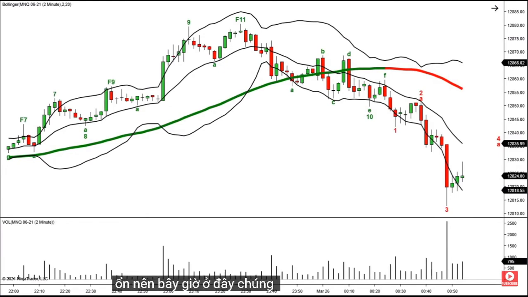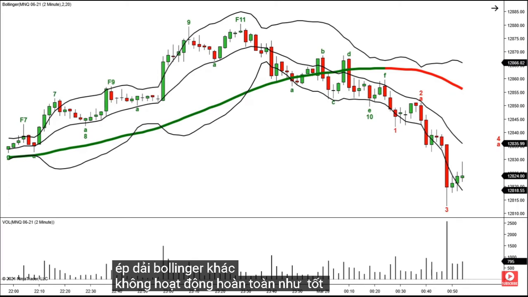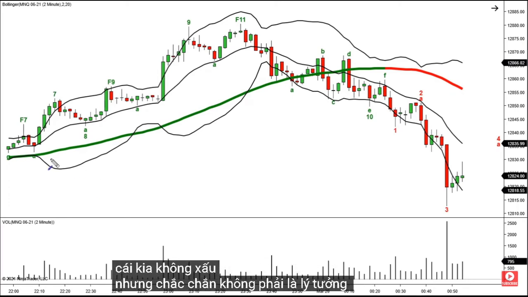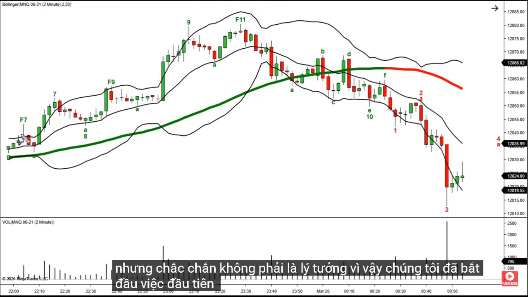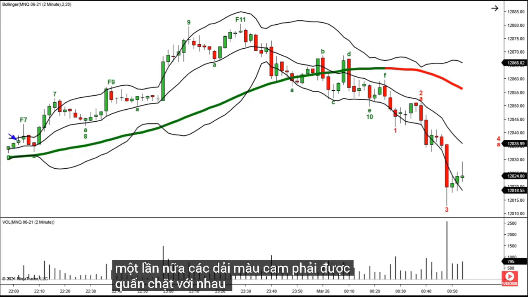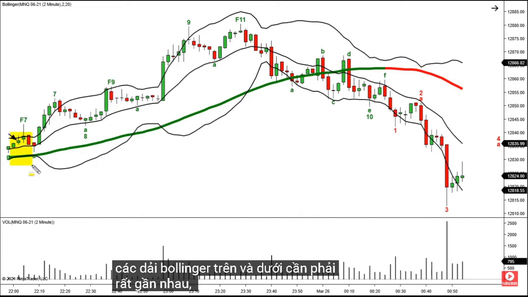Okay, so now here we have another Bollinger Band squeeze trade. It didn't work out quite as good as the other one. Not bad, but definitely not as ideal. So we got our squeeze. First thing, by the way, is, again, the Bollinger Bands must be tightly wound together. The upper and lower Bollinger Bands need to be very close together.